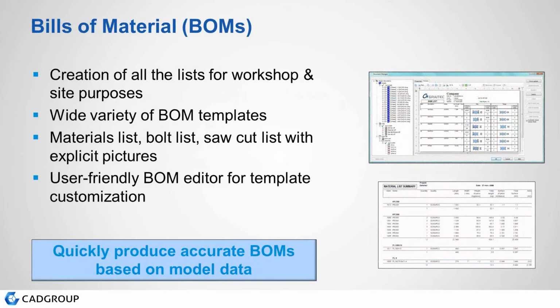Bill of material, creation of all the lists for workshop and site purposes. You can do that straight in one button click. A wide variety of BOM templates come out of the box: material list, board list, saw list with pictures, which is my favorite. And a user-friendly BOM editor as well. So if you want to edit the BOM, there's a user-friendly BOM editor for template customization. The whole idea is you can quickly produce an accurate bill of material based on your model data.